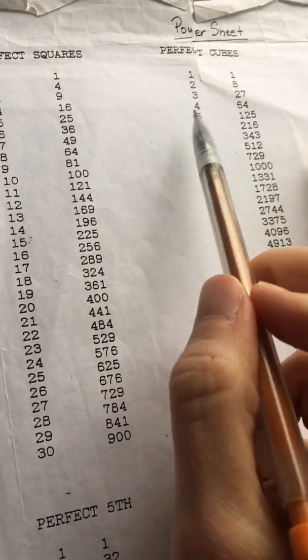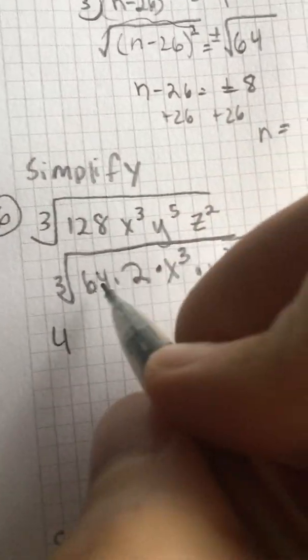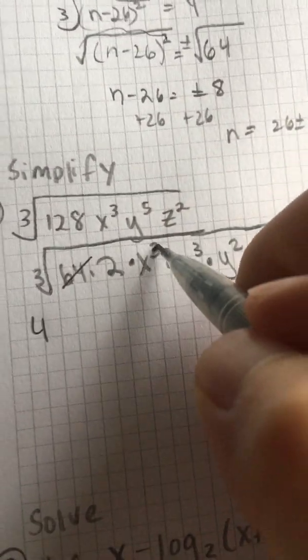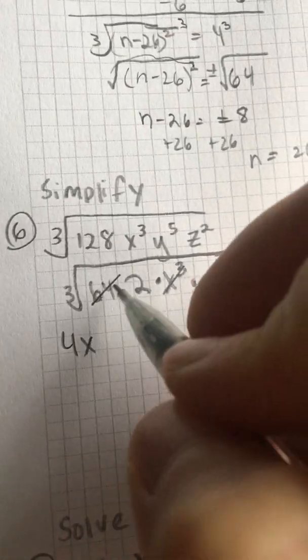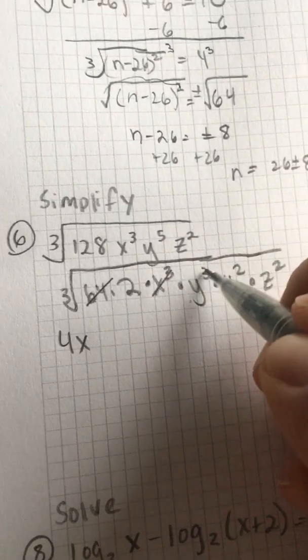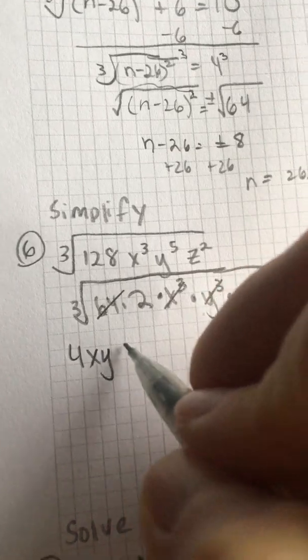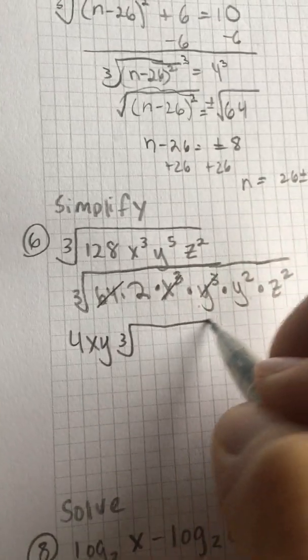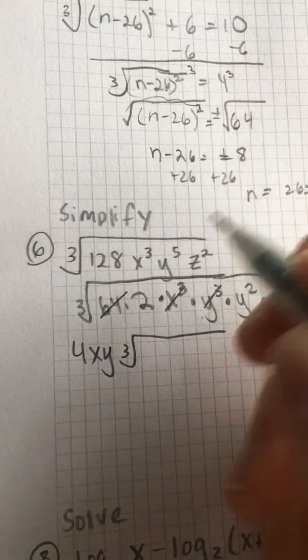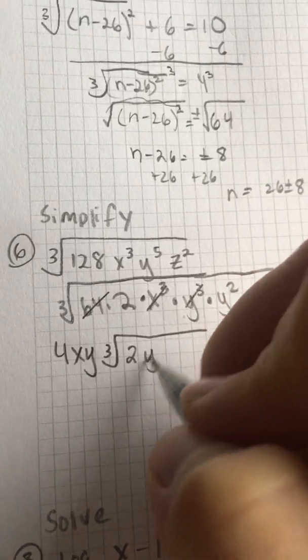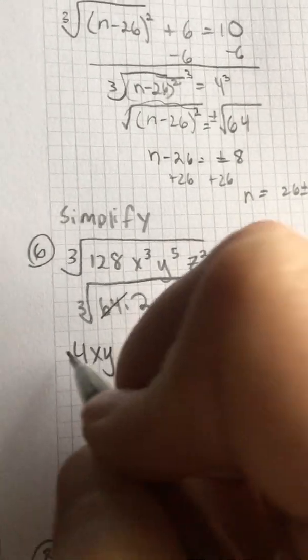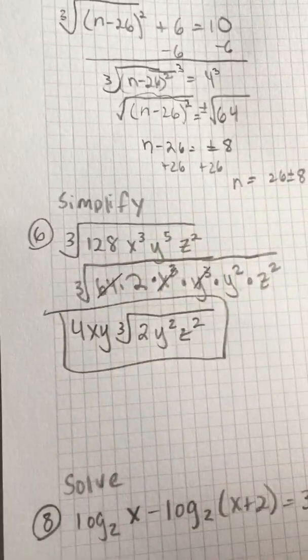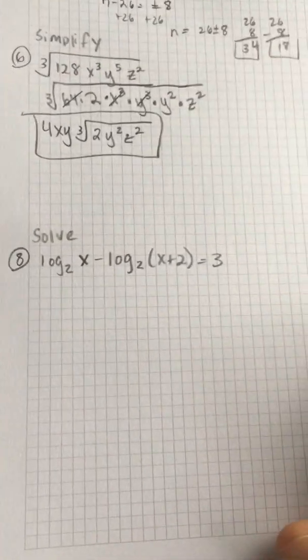Perfect, the cube root of 64 will come out as 4, so I have a 4 outside. This is perfect, it comes out as x. All of these come out as something different. This was perfect, it comes out as y. I keep my cube root. Whatever is not perfect stays in the jail, which means 2 y squared, z squared staying in jail. Final answer for number 6.